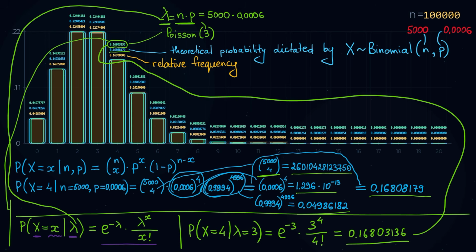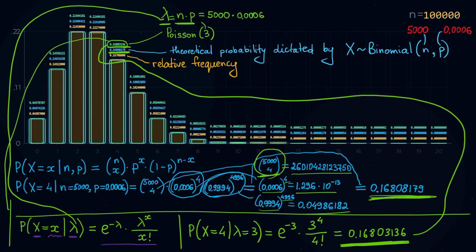Notice that this calculation here at the bottom involves very small numbers, 3, 4, whereas the binomial one involved this huge combinatorial term, 5000 choose 4, and these tiny fractions raised to high powers. So the process of computing the binomial value in this case is much more complicated than the process of computing the Poisson approximation, and notice how good the Poisson approximation is.